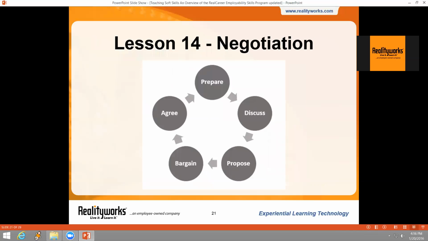Negotiation is the art of effectively communicating about a problem or issue to try to reach an acceptable solution by both parties. This lesson will help students learn the 5-step negotiation process and how to apply it in an employment situation. Students will learn the terms negotiation versus mediation. Students will take a closer look at each of the 5 stages of the negotiation process: prepare, discuss, propose, bargain, and agree.